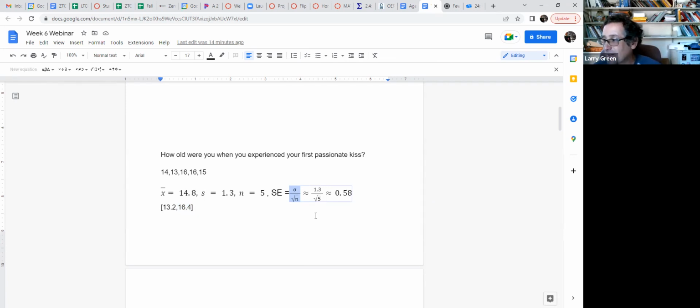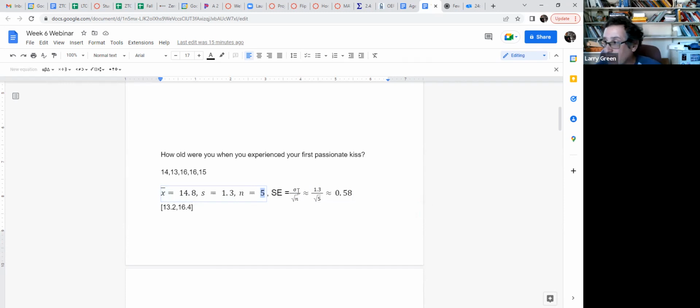Any thoughts? Okay, well, I originally surveyed 5 people. If I want to decrease by a factor of 2, I need this denominator to be 2. The square root of what number is 2? Yeah, 4. So I need it to be 4 times larger than what I started with. So if I did a survey with a sample size 20, 5 times 4, then I'll decrease the margin of error by a factor of 2. Do you see how that works?